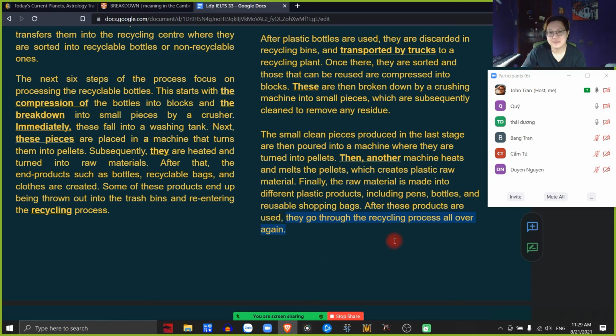They go through the recycling process. Again là đúng rồi. They go through the recycling process again. And the cycle repeats. Và quá trình này nó lặp lại. Chúng đi qua quá trình tái chế một lần nữa và cái chu trình nó lặp lại. And the cycle repeats itself. Và cái chu trình này nó tự lặp lại nữa.